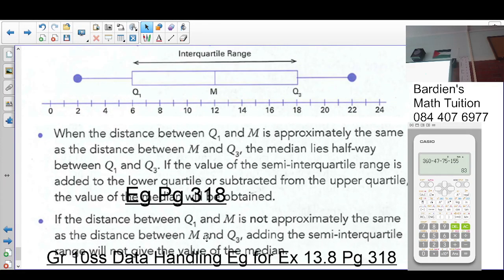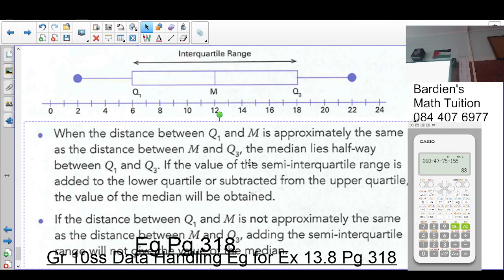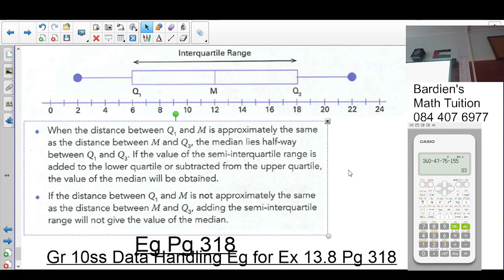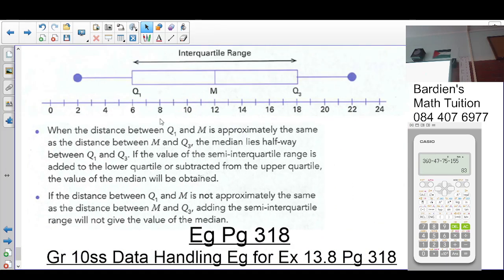So here we are told now, when the distance between Q1 and the median is approximately the same distance between M and Q3, the median lies halfway between Q1 and Q3. If the value of the semi-interquartile range is added to the lower quartile or subtracted from the upper quartile, the value of the median will be obtained.